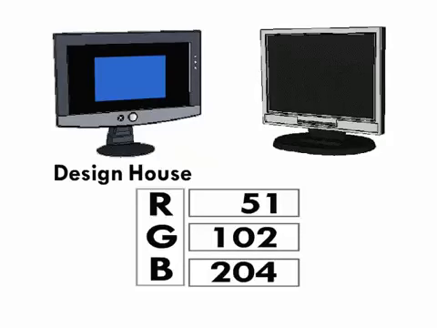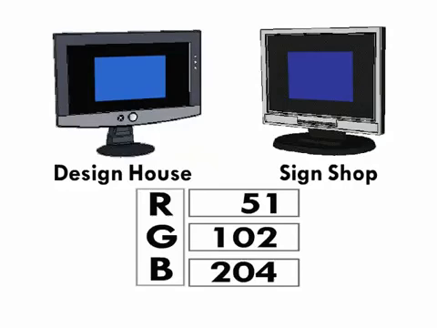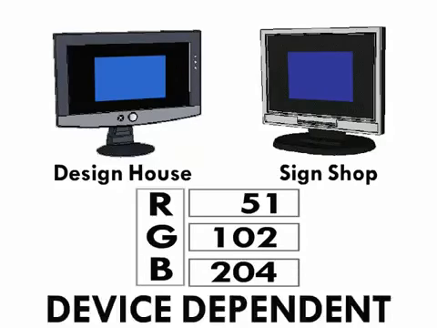Now take a look at the same square displayed on the monitor of the sign shop. Although it is being represented by exactly the same quantities of RGB, the visual perception of this colour has changed. This is because the various RGB colour spaces used with monitors are what we call device dependent. Differences in manufacturing or styles of monitor will all have an effect on the colours they can display.